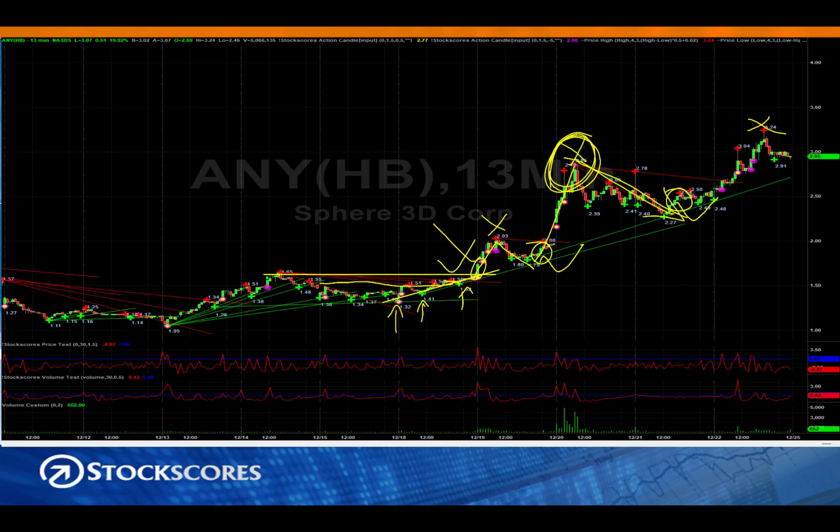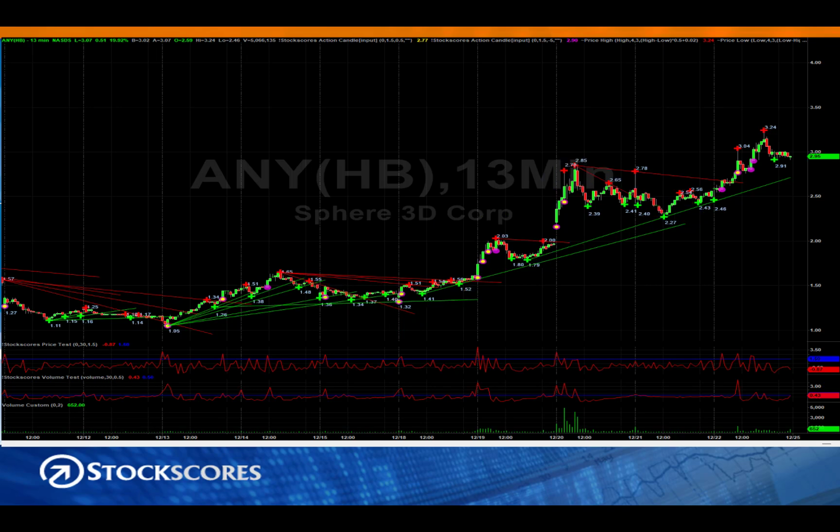So do not chase stocks that run away from their trend line. It's okay to buy breakouts through resistance. It's okay to buy stocks that pull back to the trend line, but do not buy them when they run away from their trend line.